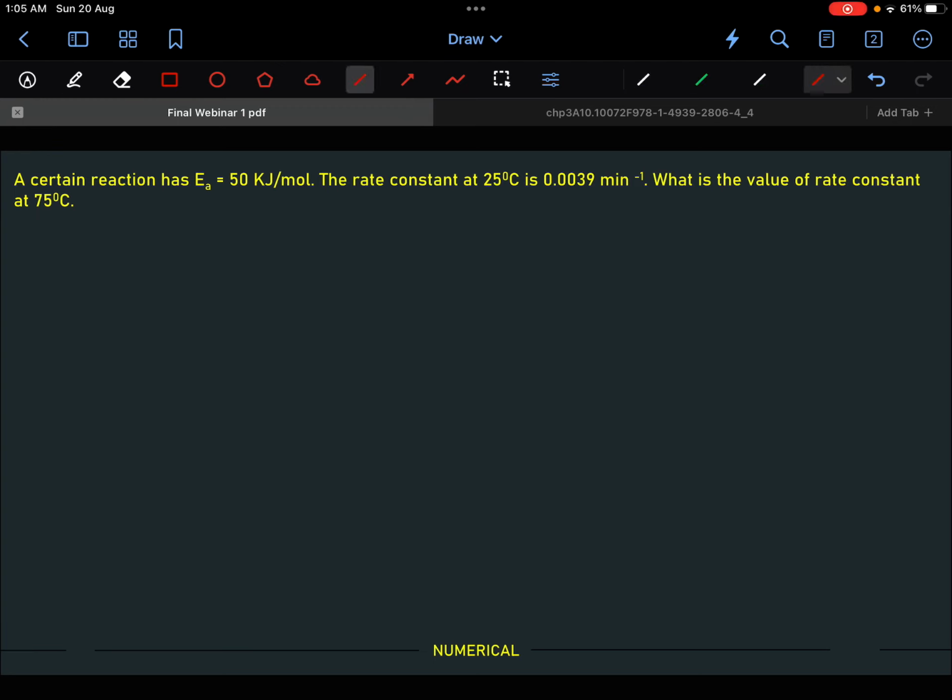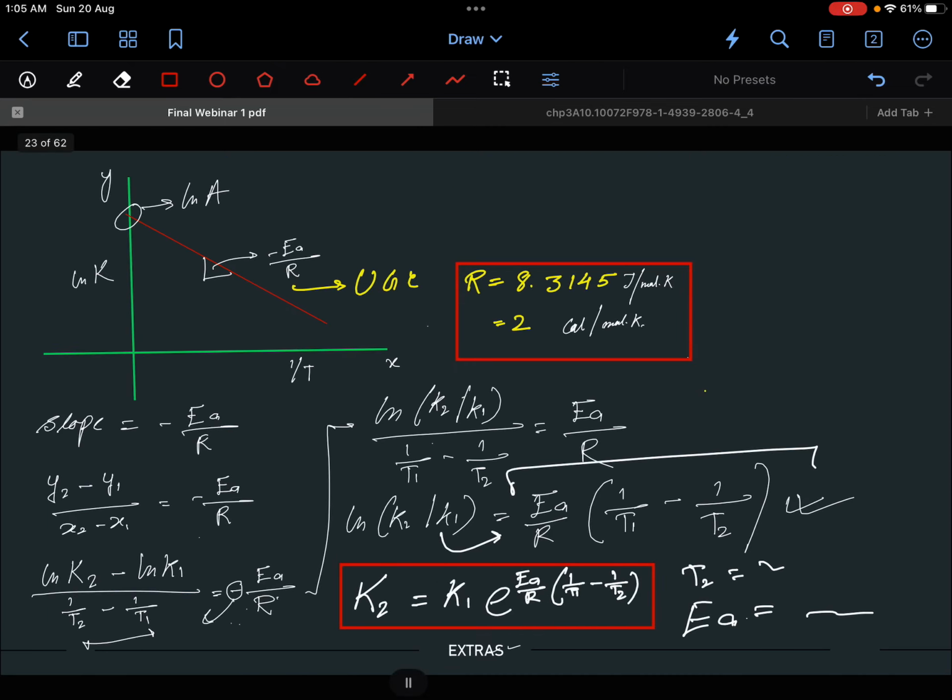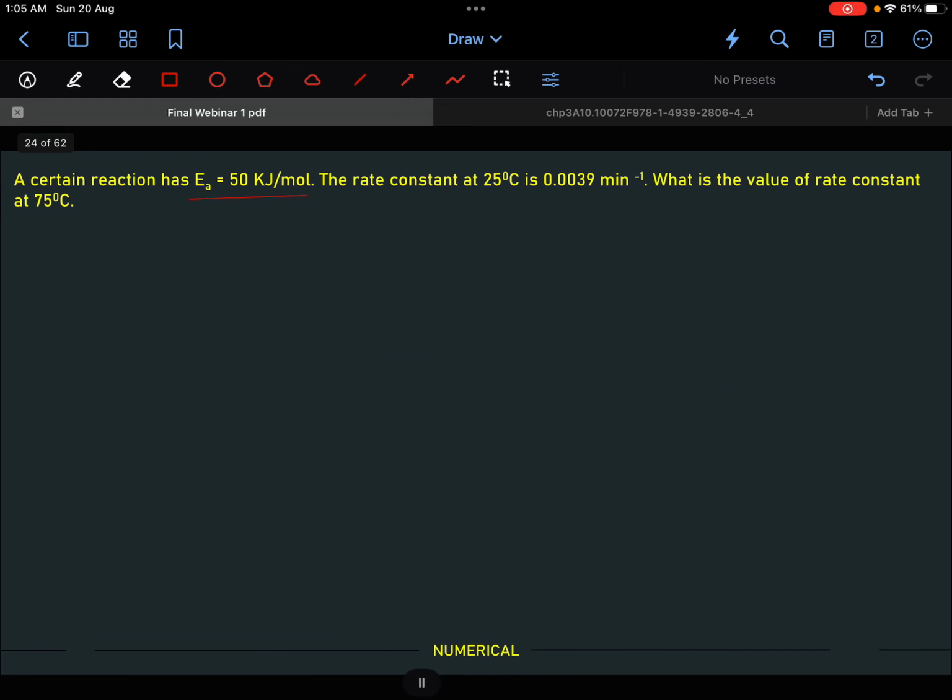So in this problem, it is said that a certain reaction has an activation energy of 50 kilojoule. Again, remember, the activation energy is given in joule, so we have to consider the value of R as 8.3145, right? So the EA is 50 kilojoule, and the rate constant at 25 degrees Celsius is given. So this is where the equation comes to life. EA is 50 kilojoule, which means 50,000 joule per mole. Never ignore the units.